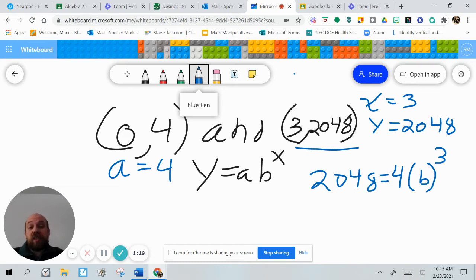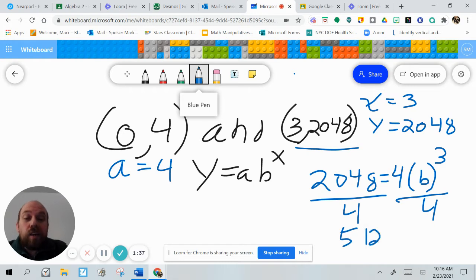You need to divide and get the b to the third power by itself. So we're going to divide by 4 on both sides. So 2048 divided by 4 is 512. So b to the third power is 512.